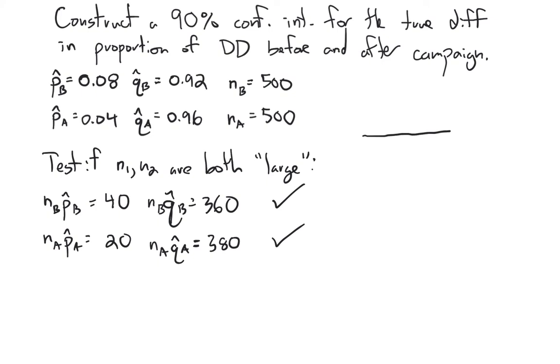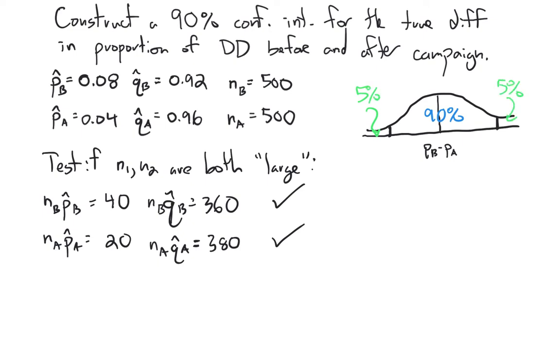Let's sketch our sampling distribution. So the mean, or the true proportion, is going to be in the middle. So I have a hat there. I shouldn't have a hat. It should just be PB minus PA. And we want a 90% confidence interval. So the 90% is going to be in the middle. And on each side, because the normal distribution is symmetric, we have 5% of our data.